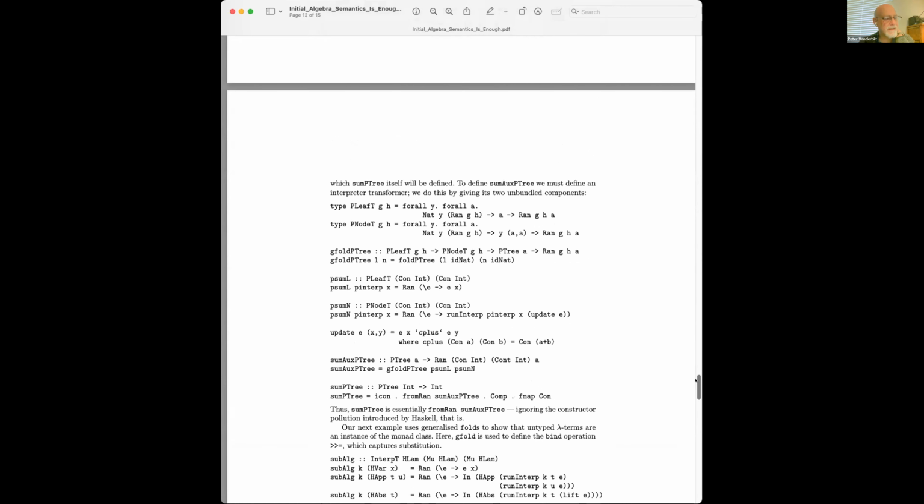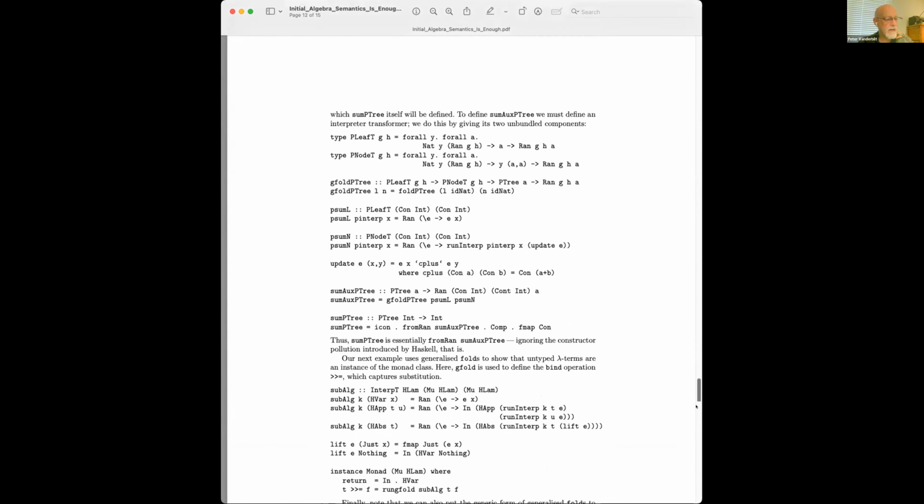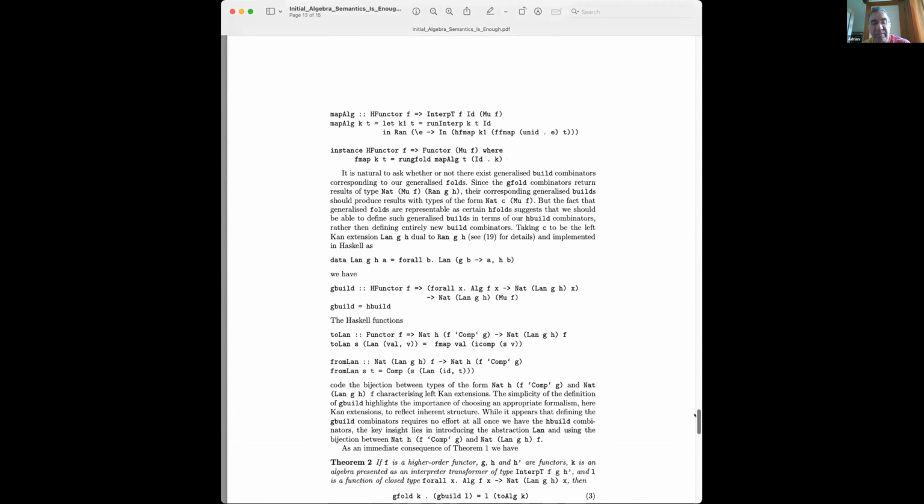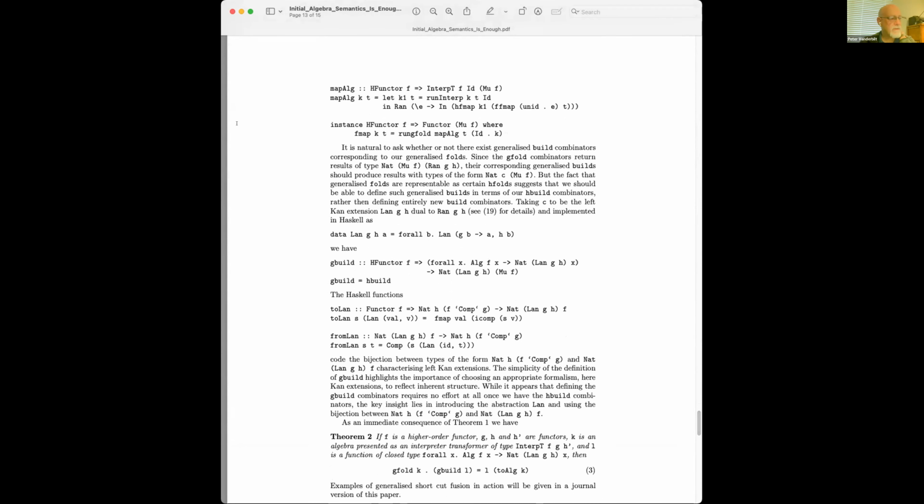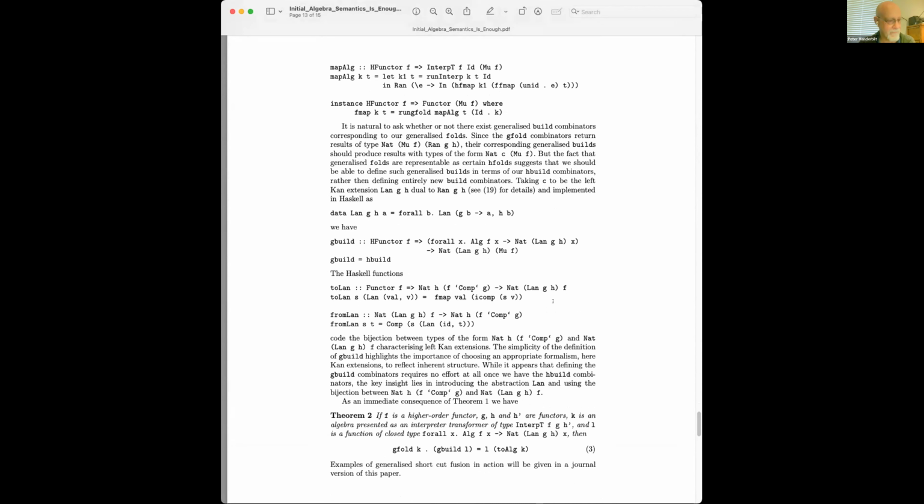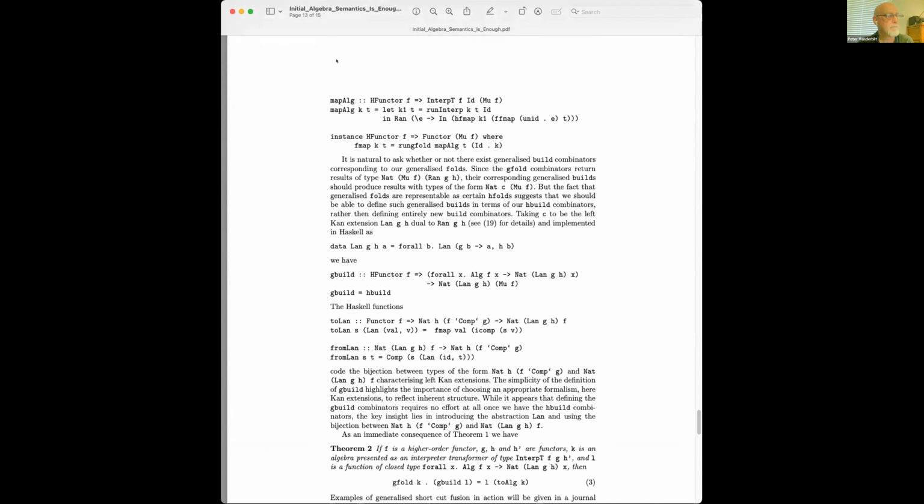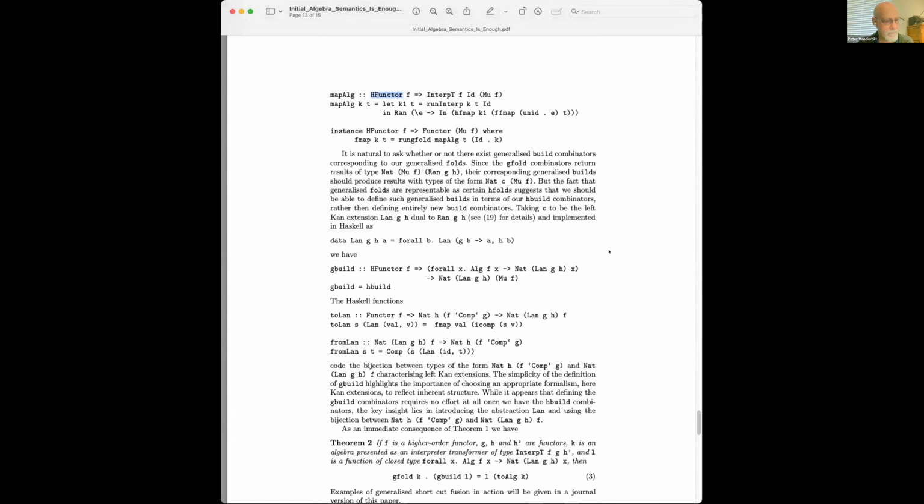It's a lot of hand waving because it's hard to show you what's going on. But it uses a lot of Haskell, so it's kind of concrete. And I think you can go look at the library if you want to. So they're concretely defined higher order functors and that sort of thing.